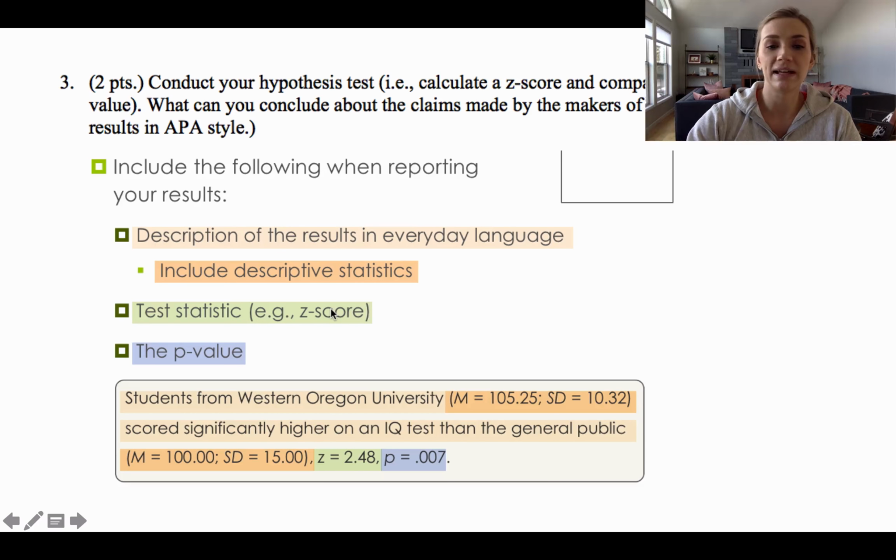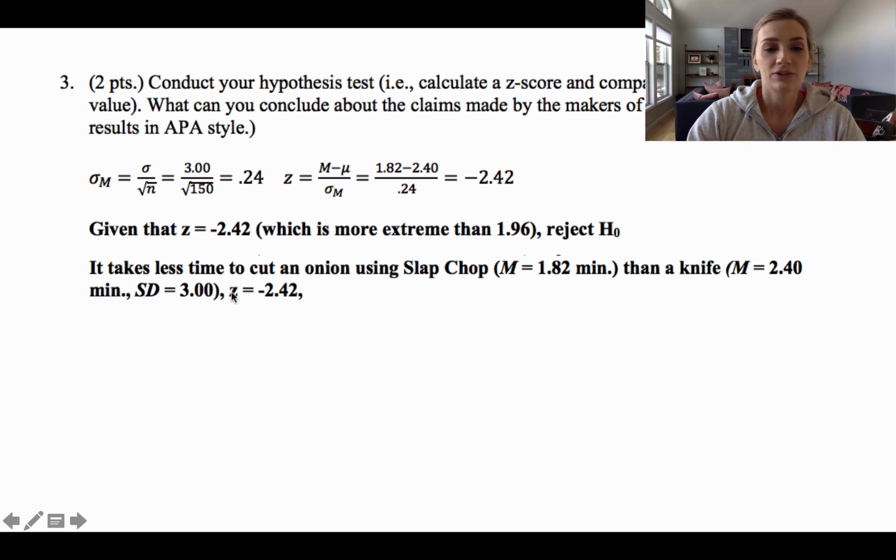Now I have to report my z-score. So the z we obtained, not the z-crit, but the z that we calculated, the one we worked for, is the one you report. The z we got was negative 2.42, so that's what I wrote down here. And the p-value is less than 0.05. That's what happens when you cross that threshold, when your obtained statistic surpasses the critical value, which was the case here. 2.42 is more extreme than 1.96.